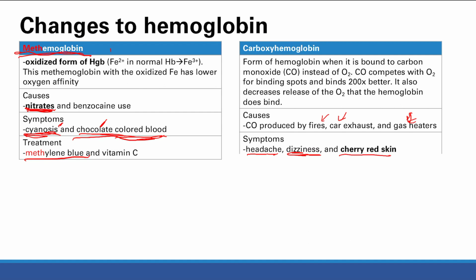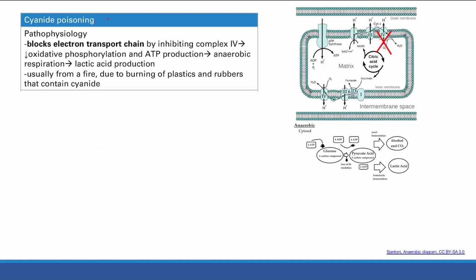The way you treat this is, so you have stuff competing with oxygen, so you need to outcompete that carbon monoxide. You give them 100% O2. So normally when you're breathing, air is 20% O2. You're going to give them pure oxygen. It's going to help you compete with the carbon monoxide and displace it. And once that carbon monoxide is displaced, you've actually killed two birds with one stone. You have better saturation of your hemoglobin, and you have normal release of oxygen now, because you have removed the carboxyhemoglobin. Finally, we have cyanide poisoning.